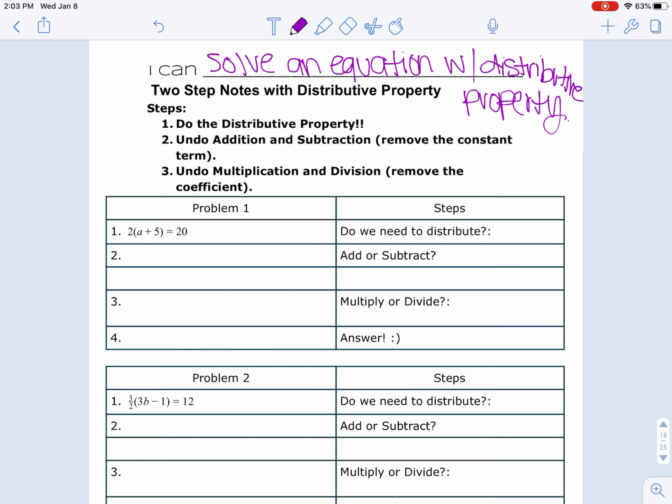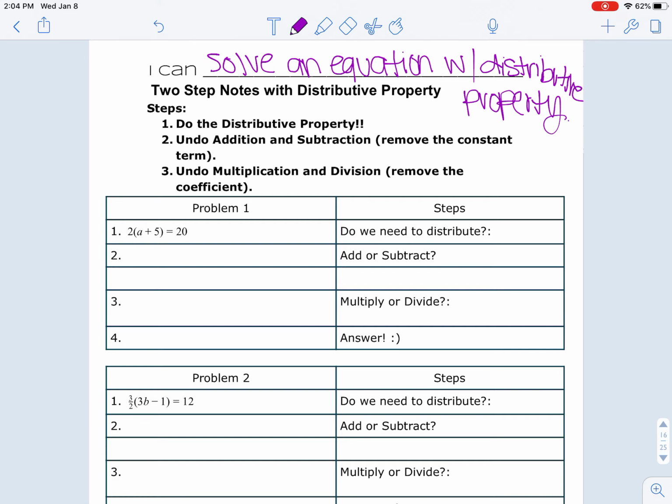All right, guys, so today we're going to do two-step equations with distributive property. The very first thing that you have to do is anytime you have parentheses in your problem, you've got to distribute that number in front of your parentheses inside to everything in the parentheses so that we can get rid of them.